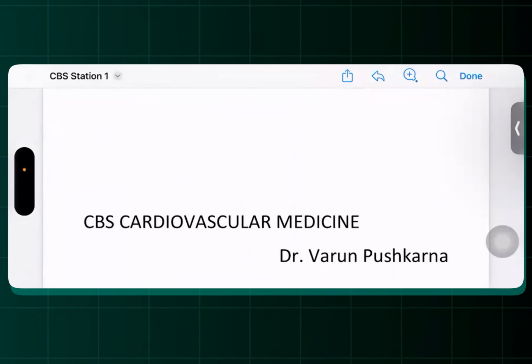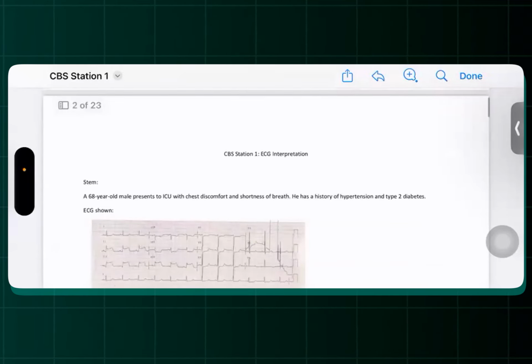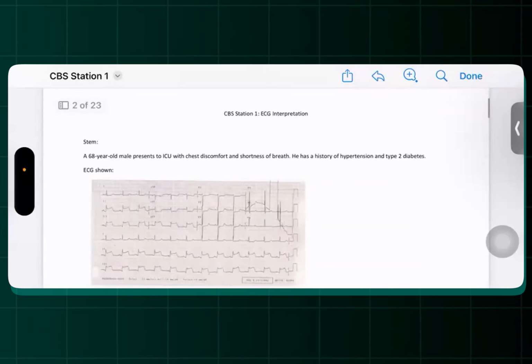So, CBS session is one of the most important ones. It's basically a computer-based session. So, a computer will generate a question, a scenario, and then it will generate a question, and you will have to answer that question. So, I've just kept a few important cases of cardiovascular science, which are important from the EDIC point of view. So, without wasting much time, we will just start with the class.